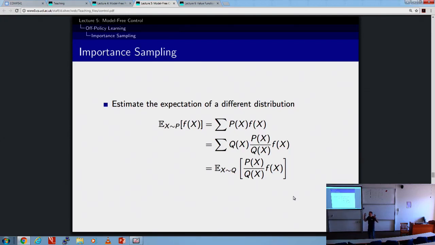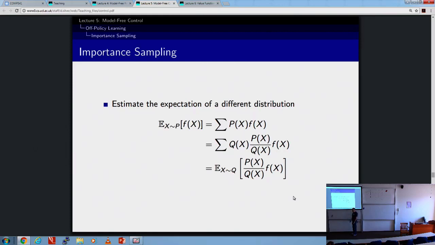So you're trying to compute expectation according to one distribution, but you have a random number generator that generates numbers from another distribution. The answer is yes, you can. All you have to do is, every time you sample an f of x, multiply it with this importance factor, which is p over q. P is the distribution you want, q is the distribution you have.